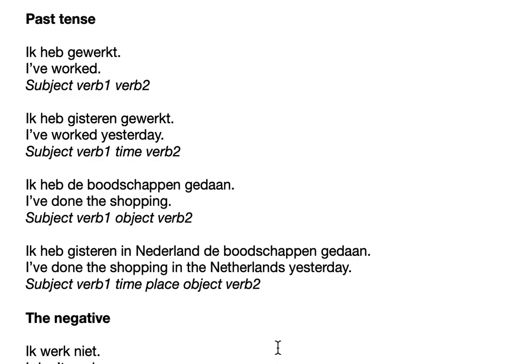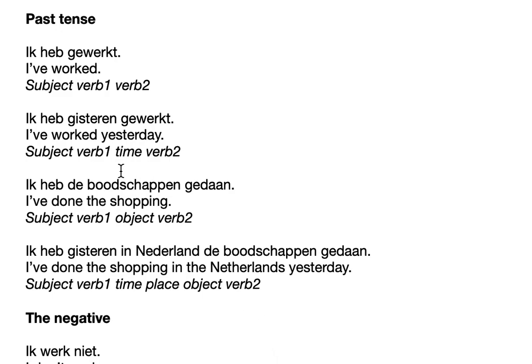Ik heb gewerkt means I've worked. And here, again, just as in English, you have subject, ik or I, verb 1, heb or v, short for have, and gewerkt, that's verb 2. And that's, well, it's a form of the verb. And does it belong to the end? Well, yes. Same so for the infinitive as with the modal verbs.